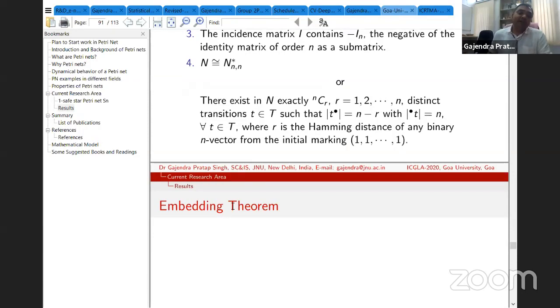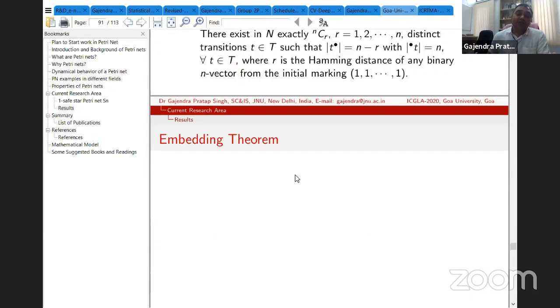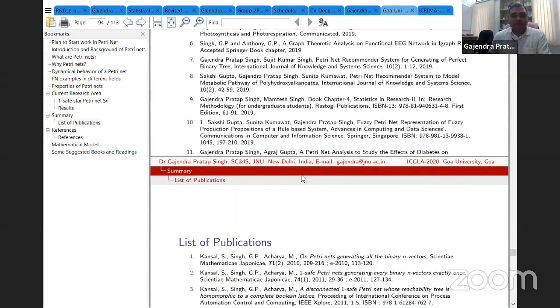But in the last one, we gave an embedding theorem. That means every one-safe Petri net can be embedded into a Boolean Petri net. And at the last, whenever I submitted my thesis, we named it the frustration theorem. We were all frustrated that we had not got some result, so we called it the frustration theorem as well. And this is a very wonderful result we got. And we have so many open problems as well.